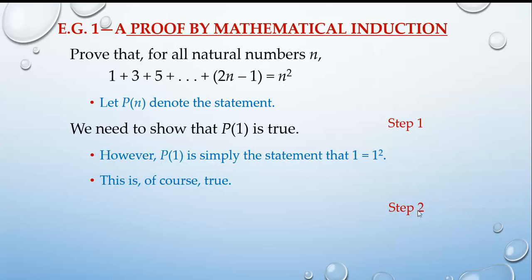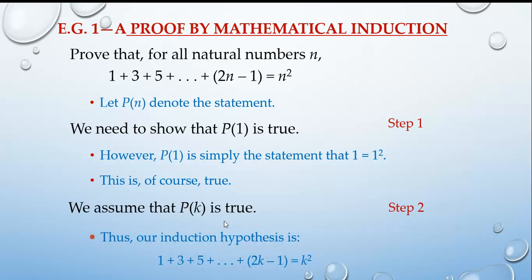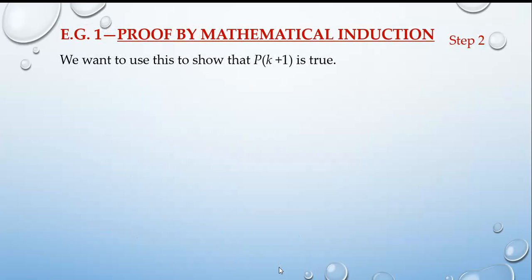Okay, now step 2. What is step 2? In step 2 we have to assume that Pk is true. So we consider that it is true for Pk. Our induction hypothesis is to put n equal to k: 1 plus 3 plus 5 up to 2k minus 1 equals k square. Simply we put k in place of n, and we assume that it is true for Pk, right?